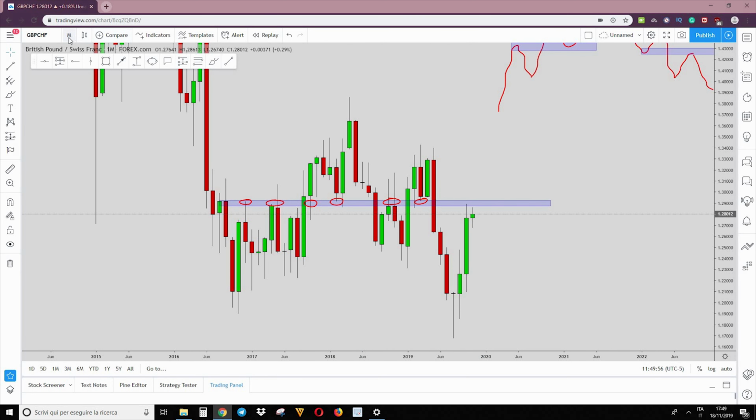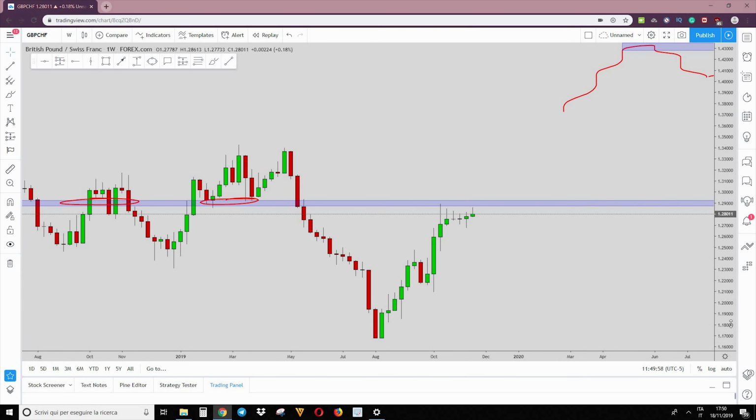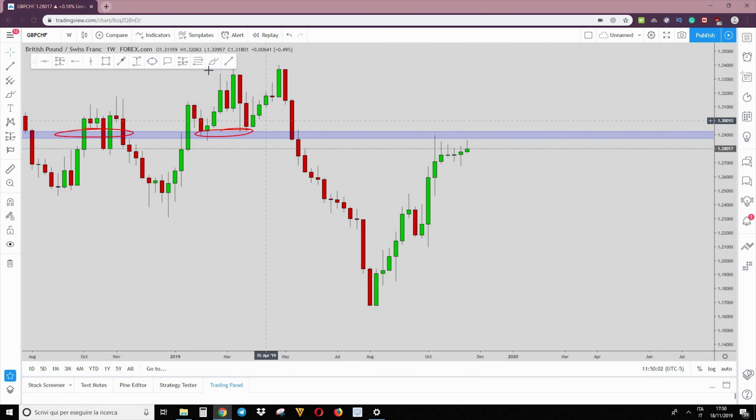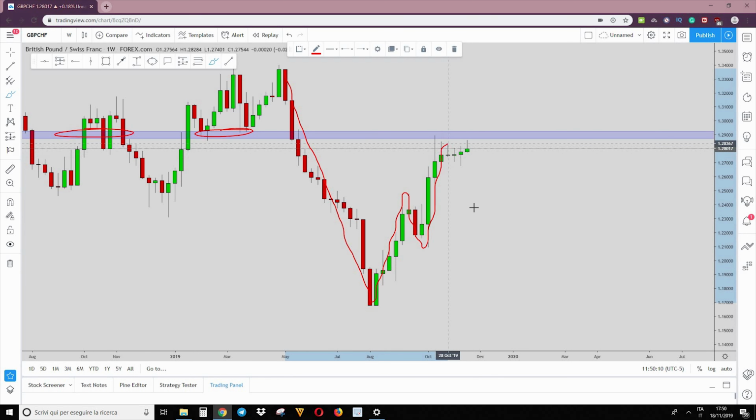Now let's go down to the weekly time frame and see what kind of price action we're getting on the weekly time frame of GBPCHF. So it's pretty clear that from a weekly perspective, the market made a very strong impulse to the downside, then made a retracement, another push to the downside, and then made a push to the upside. So basically, as you can see, we had a clear W formation.